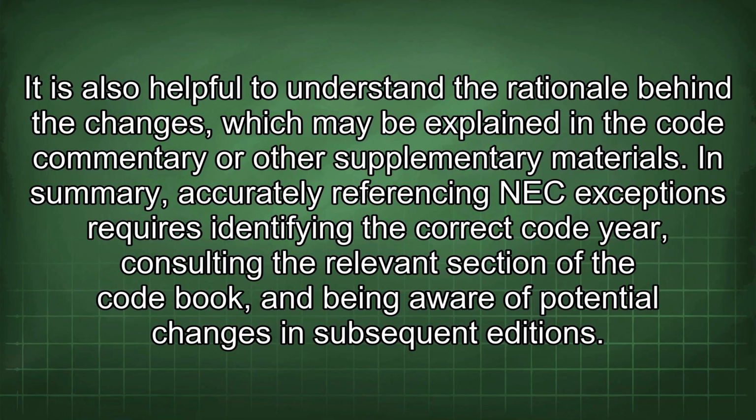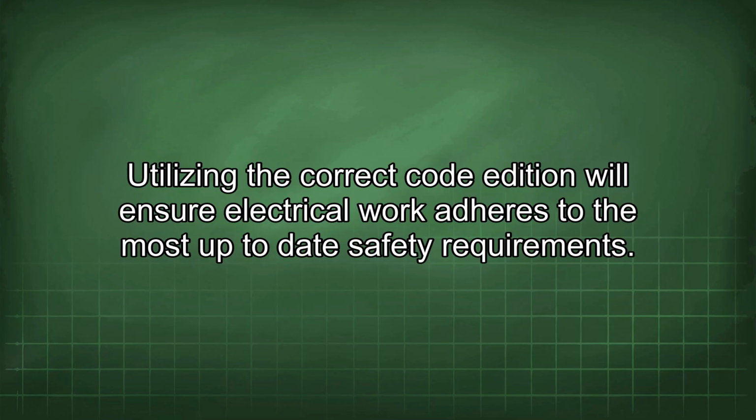In summary, accurately referencing NEC exceptions requires identifying the correct code year, consulting the relevant section of the codebook, and being aware of potential changes in subsequent editions. Utilizing the correct code edition will ensure electrical work adheres to the most up-to-date safety requirements.